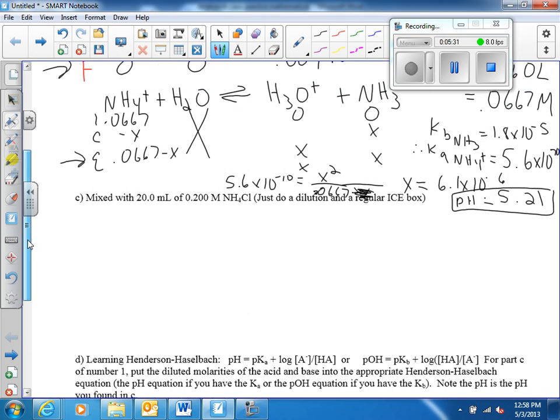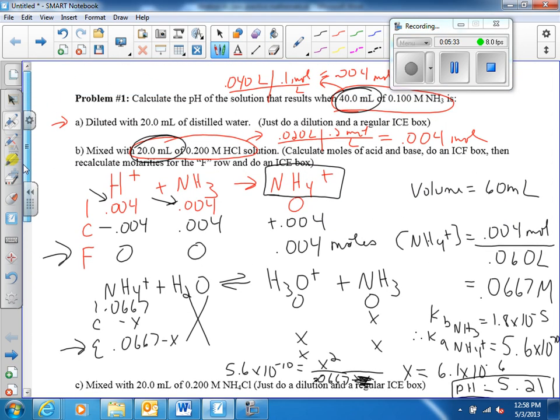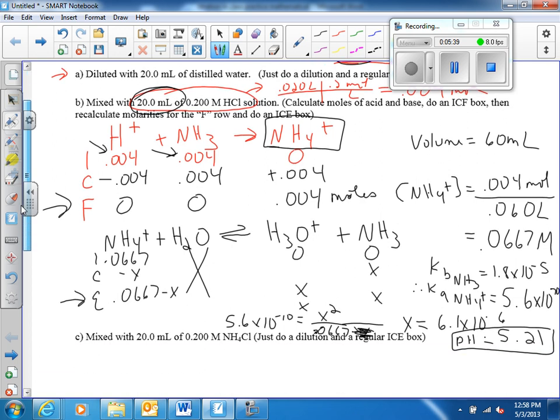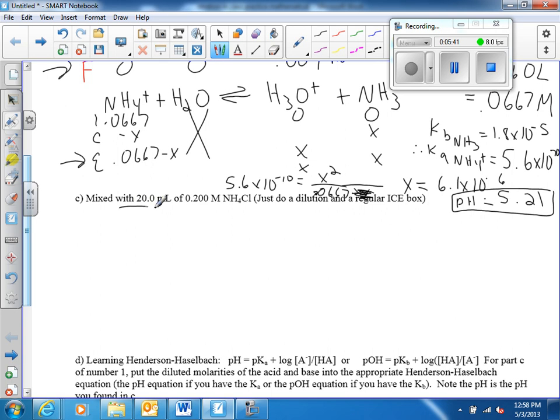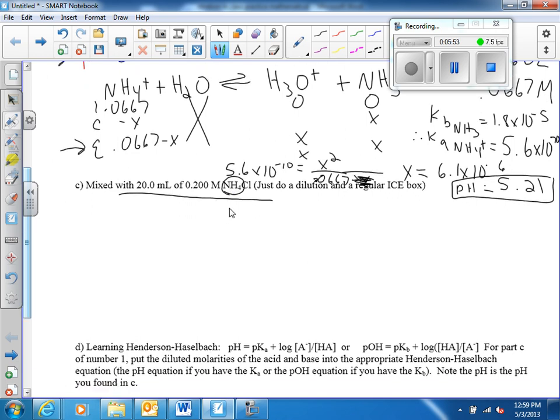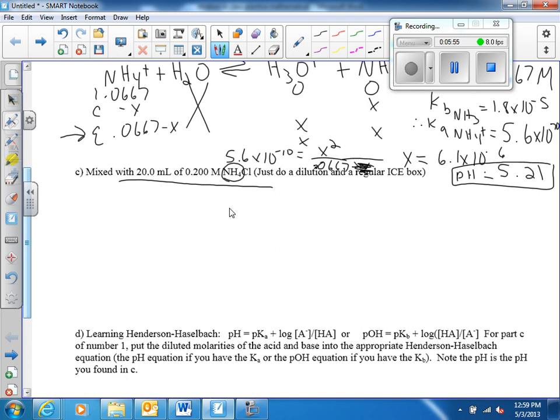Now, do we have our original solution? Calculate the pH of the solution that results when 40 mils of 0.1 molar ammonia is mixed with 20 mils of 0.2 molar NH4Cl. You have to realize we only care about the NH4+. So here we have to do a dilution because we're not doing an ICF. Why aren't I doing an ICF here?